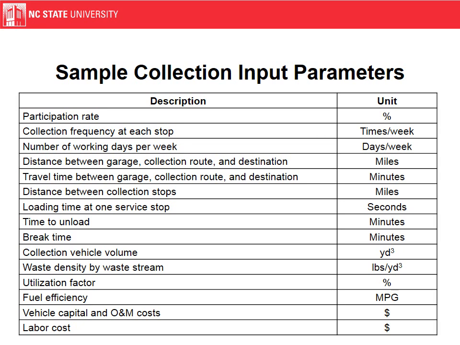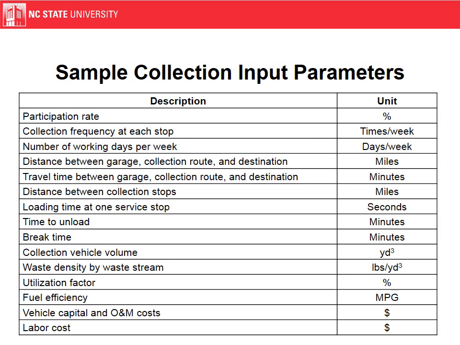So a few of the inputs that are included in the model include participation rate, how many houses in the sector actually participate in yard waste collection, maybe only half or maybe 90%. If you have that information, you can assign a number to that parameter. The collection frequency at each stop, meaning how many times per week, typically one time per week, maybe two times per week.